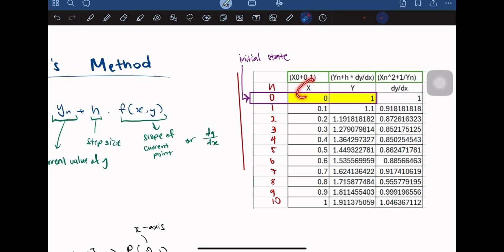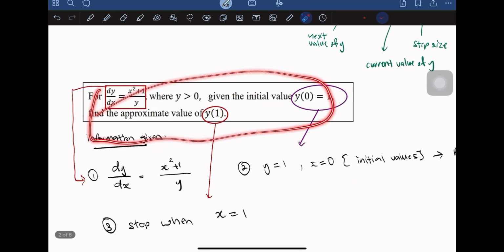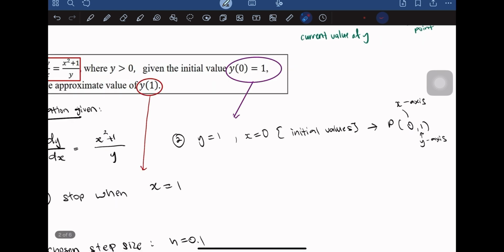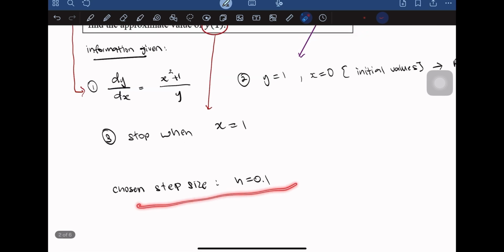We can see that x0 is equal to 0, y0 is equal to 1. From the question, we know that dy/dx is equal to x squared plus 1 over y, and the initial values of x and y are x equals 0 and y equals 1. The step size that we are using is h equals 0.1, meaning that we're moving forward along the x-axis in increments of 0.1. We continue this process until we reach x equals 1, because the question requires us to find y when x is equal to 1.